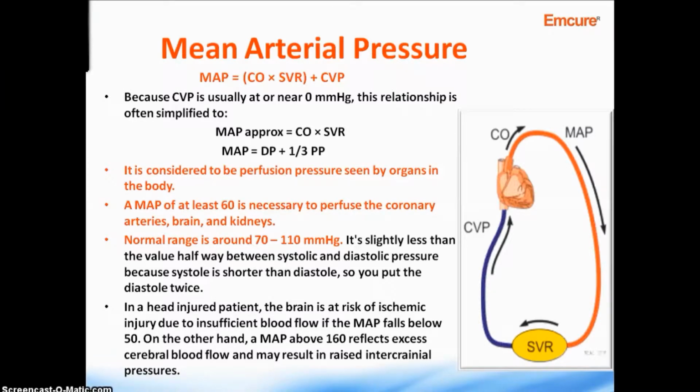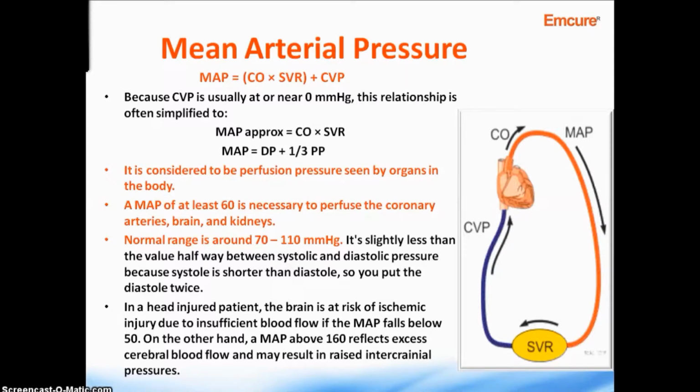Mean arterial pressure is considered to be the perfusion pressure seen by the organs in the body. A mean arterial pressure of at least 60 is necessary to perfuse the coronary arteries, brain and the kidneys. Normal range is approximately around 70 to 110 millimeters of mercury. It is slightly less than the value halfway between the systolic and the diastolic pressure, because systole is shorter than the diastole. So you put the diastole twice.